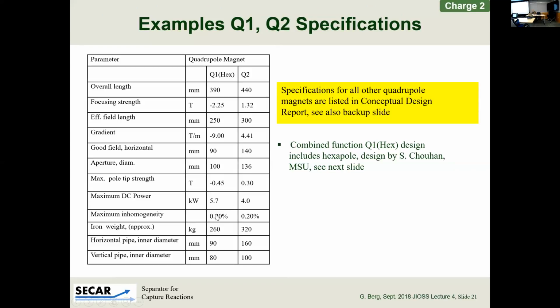The maximum inhomogeneity is 0.2%. That is the change from the linear gradient. Near the pole tips, the gradient, as you know, in a symmetric magnet will drop a little bit. That shouldn't be more than this number within the good field region. This is what this number means.